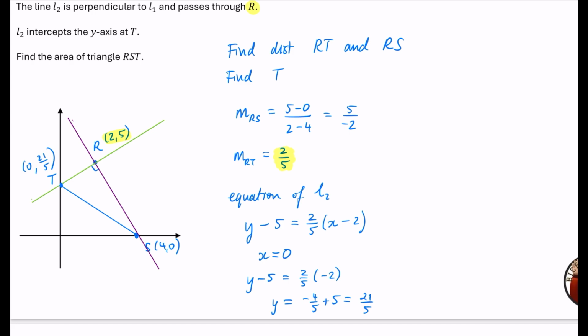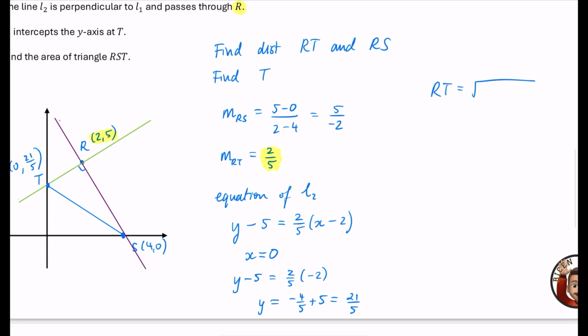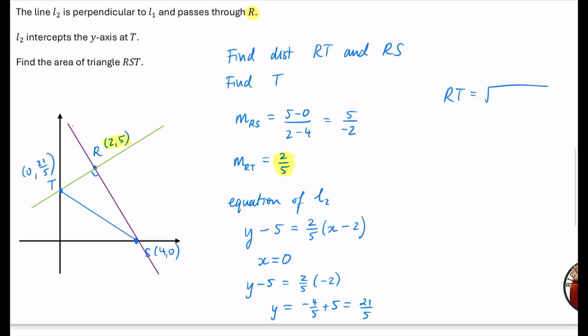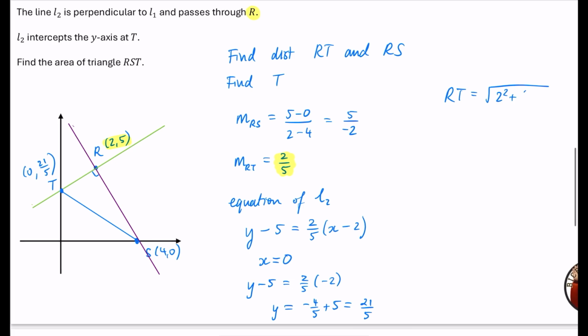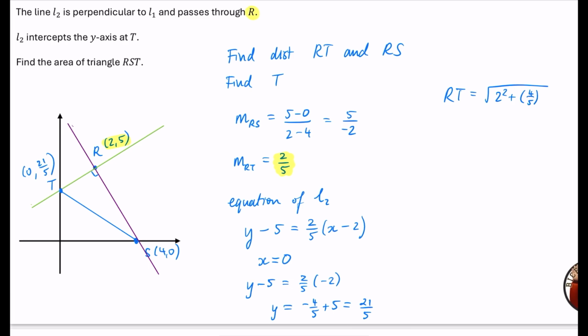So we are now going to find out the distance RT. So the distance between R and T is finding out the distance between this coordinate and this coordinate. So for the x part, there's just a 2 squared. And then for the y part, there's the difference between the 5 and the 21 over 5. So 5 minus 21 over 5, you can do that on your calculator. That is 4 over 5, and that's all squared. So I'm just going to very quickly get this on my calculator. So that's the square root of 2 squared plus 4 over 5 squared. And we get 2 root 29 over 5.